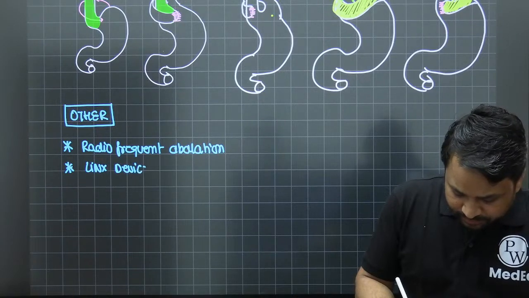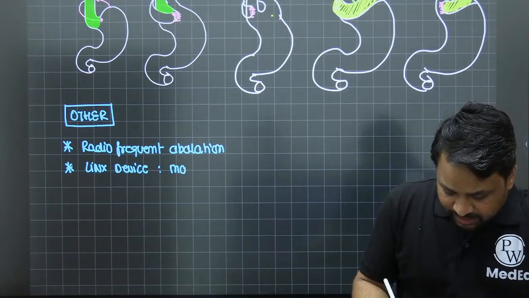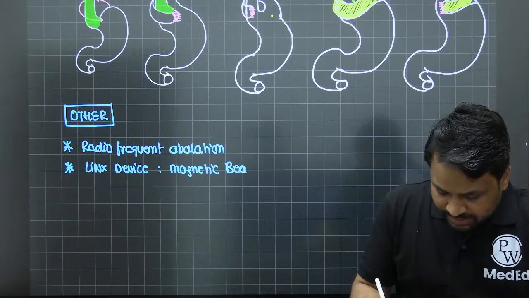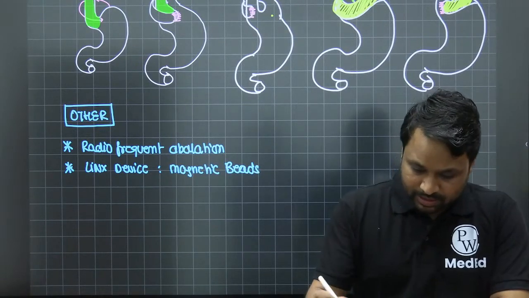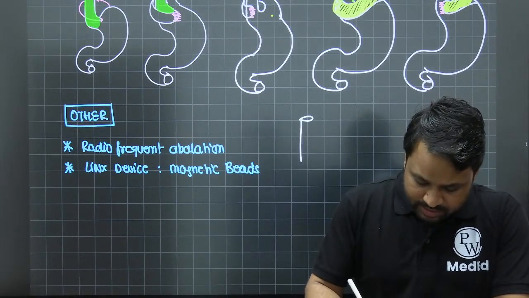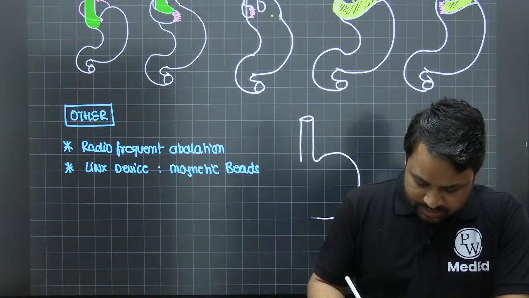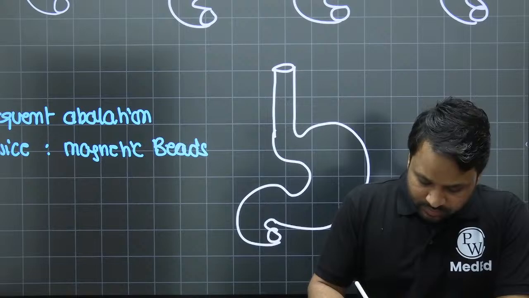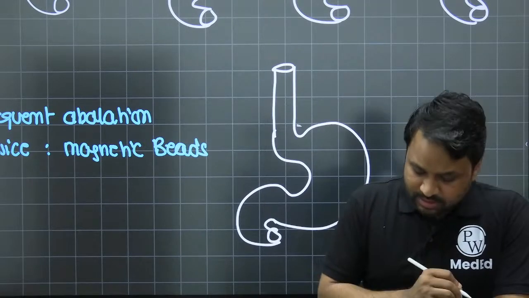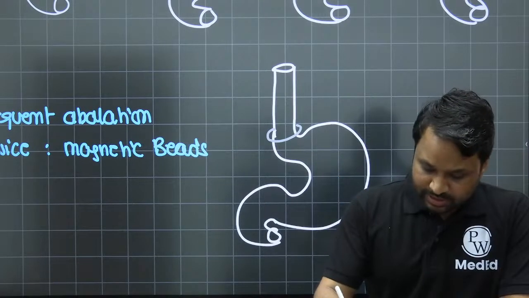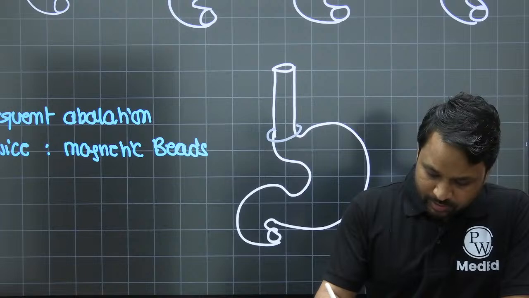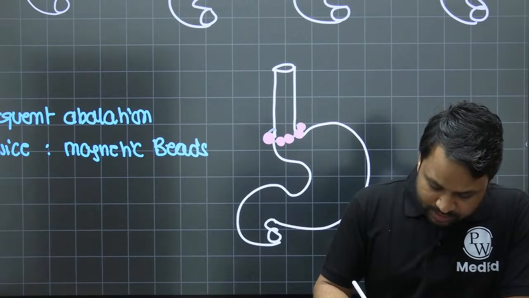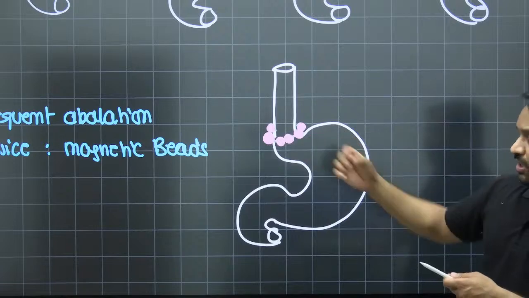This is interesting. LINX device is basically magnetic beads. So if you take this as a representation of the esophagus, this is the stomach. So what they do is they put magnetic beads at the GE junction. Now you see these big magnetic beads which are going to be at the GE junction. Now the magnets are going to attract each other, right? So it is like a magnetic bead that is present.